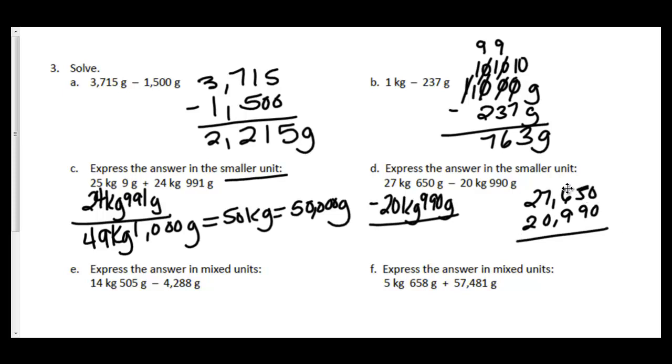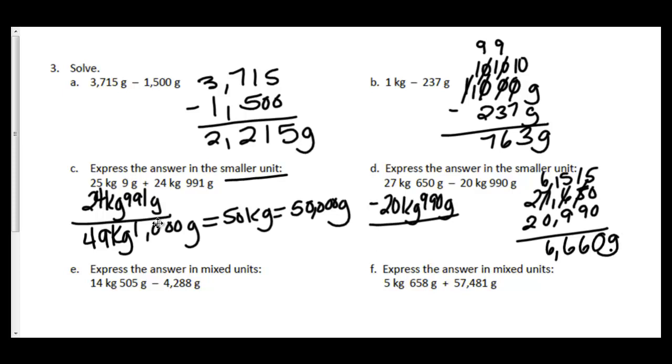And now I'm just going to decompose. So I don't need to decompose in the ones, but I do need to decompose in the hundreds. It's going to give me 15. And in the thousands, I'm going to need to decompose so that I have 15. Now I can just subtract. So I have 0, 6, 6, 6. So that gives me 6,660 grams.